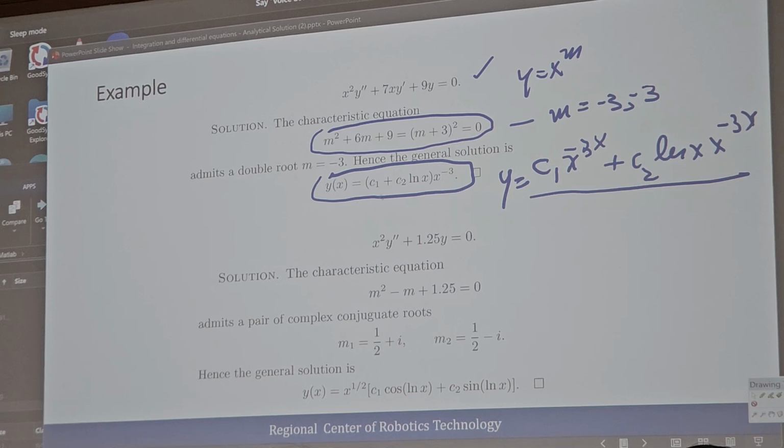This one also, you see x squared. This one, right. So you substitute, you have this one. You have this one.